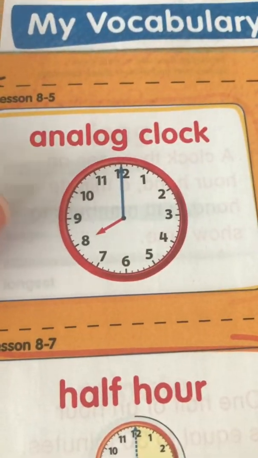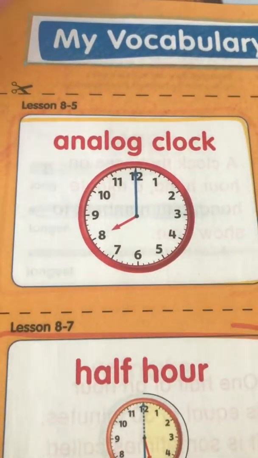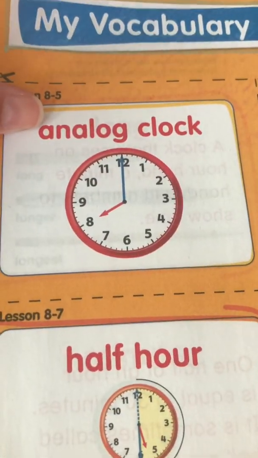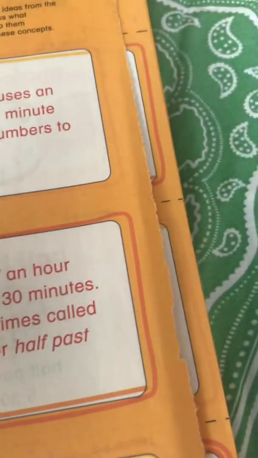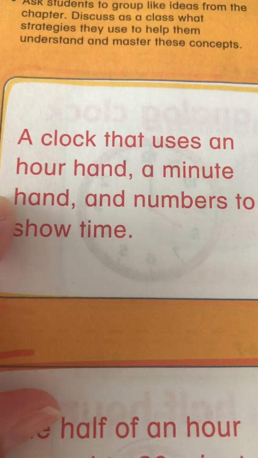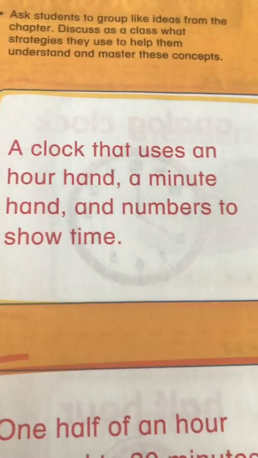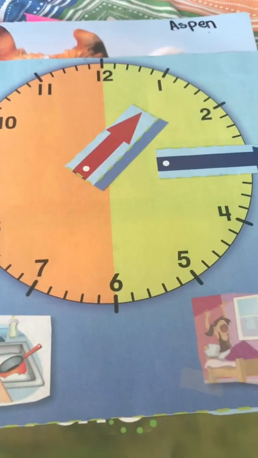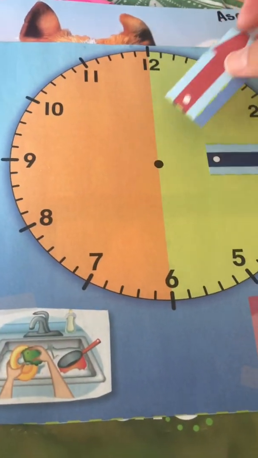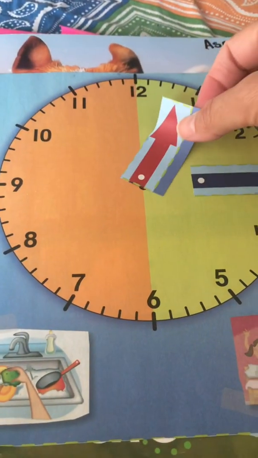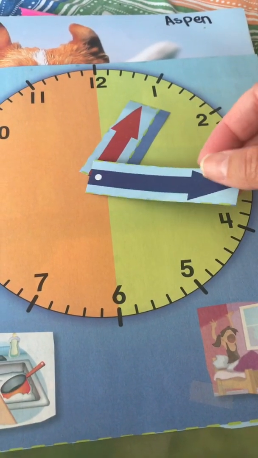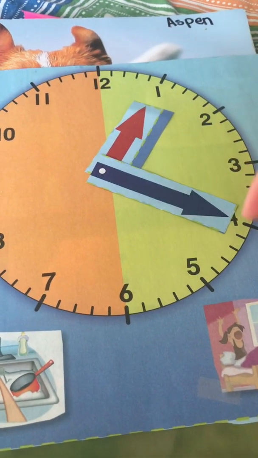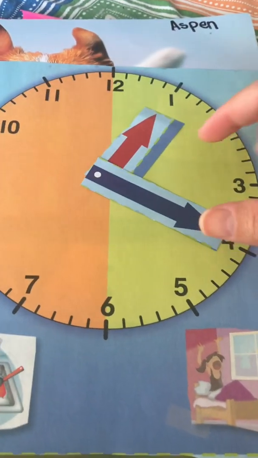Okay, we're going to do our vocabulary cards. You guys can cut these out if you want. Mrs. Ba is just going to leave them together for now. All right, on the back it tells you what it is. So an analog clock is a clock that uses an hour hand, a minute hand, and numbers to show time. This is called an analog clock when it has the hands. Remember, the short hand is called the hour hand, and the long hand is called the minute hand. You guys can play around with this clock. You can pretend that you're a teacher, and you can teach your parents this, huh?